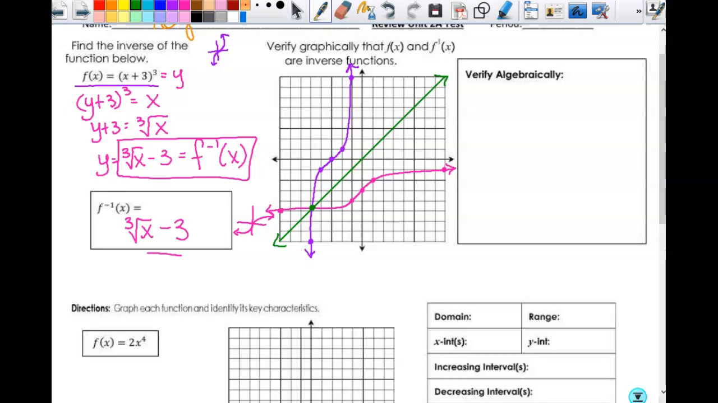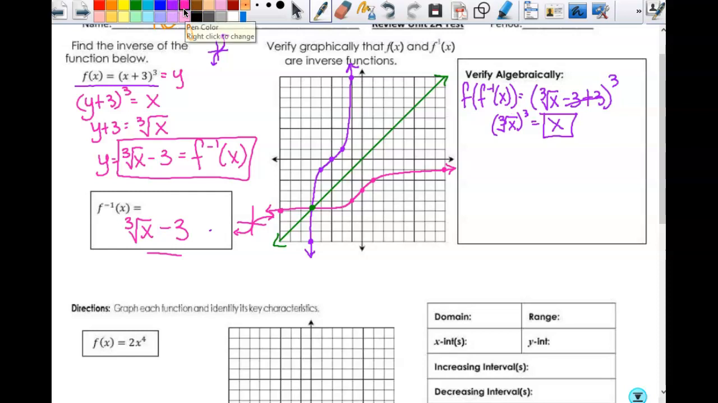Then we need to verify it algebraically. So I have to find f inverse of x. And if you renamed that like g of x to make it easier, that's fine. But I'm going to take the inverse and substitute it in. So when I substitute the inverse into there, this is going to give me the cube root of x minus 3 plus 3 cubed. So minus 3 plus 3 zeroes out. And then the cube root of x cubed is going to give me x.